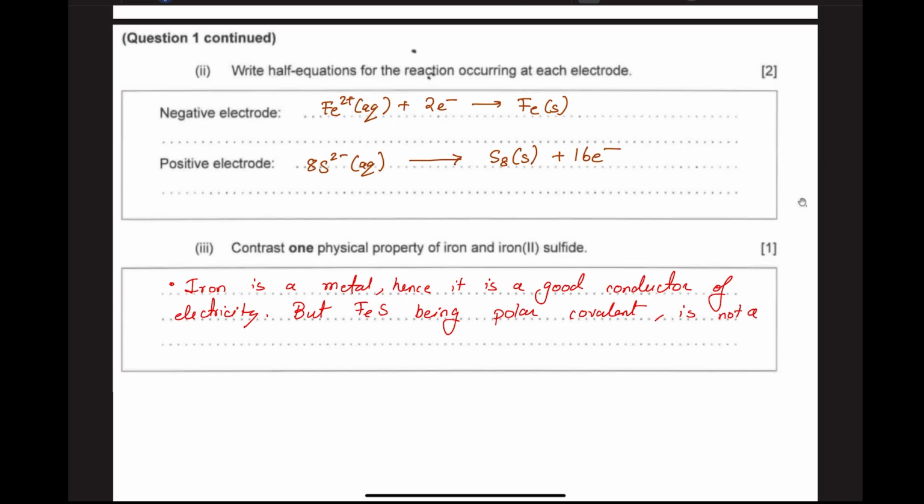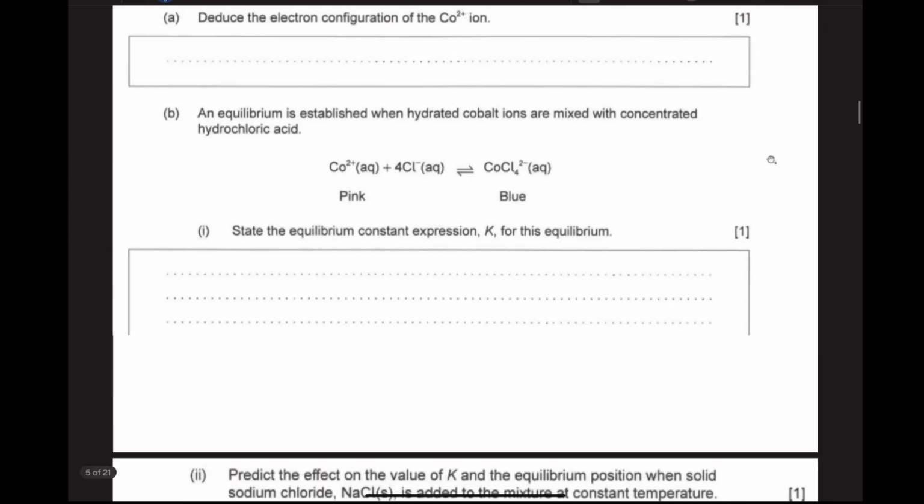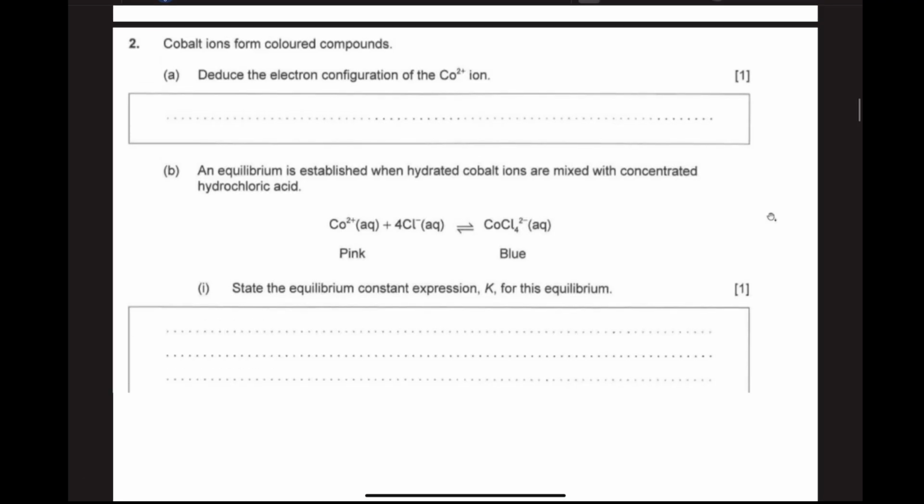Is not a good conductor of electricity. That's it about part 3. Moving on to question 2.